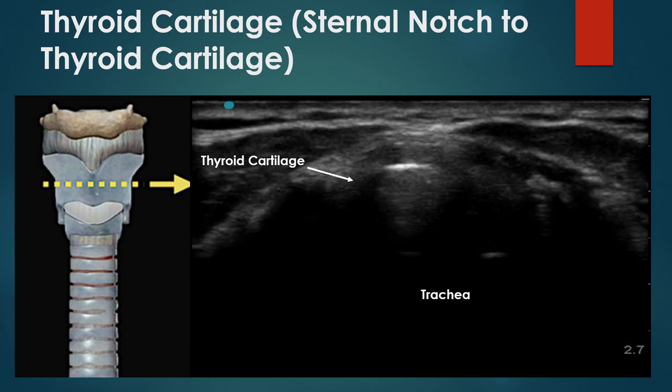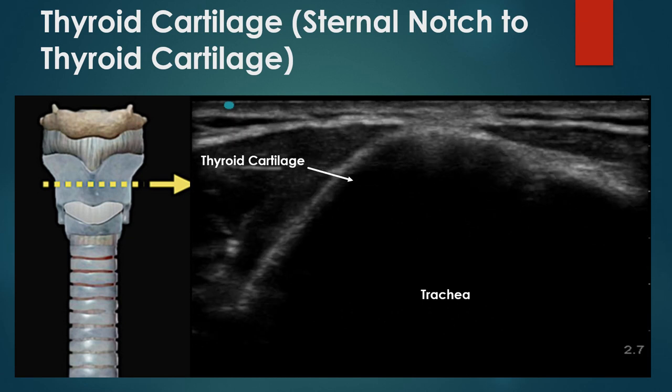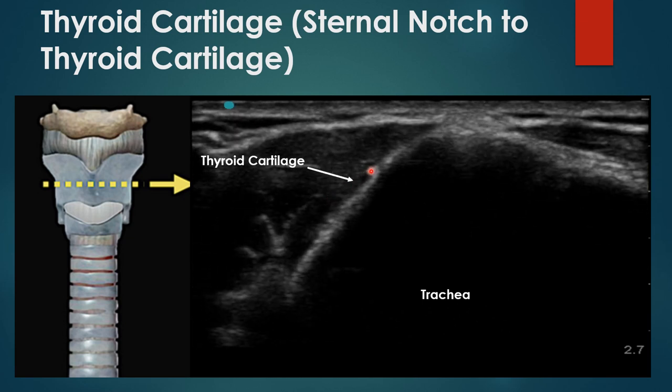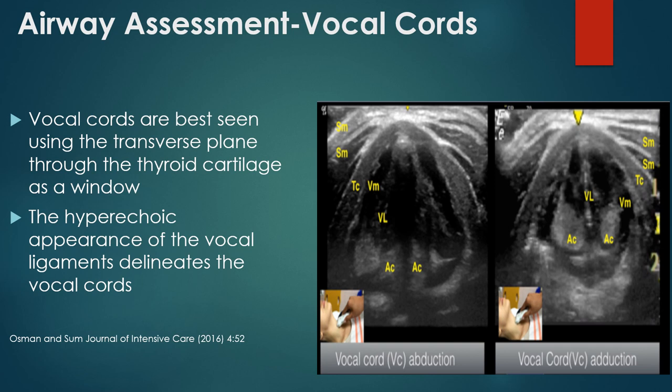Going from the sternal notch to the thyroid cartilage, you can see the thyroid cartilage is a nice big upside down V-shaped structure, and it has a trachea here. And typically when you get to the thyroid cartilage, you're going to start running across the vocal cords. If you're assessing the vocal cords, they are best seen using a transverse plane through the thyroid cartilage as a window. And here is this thyroid cartilage here, designated as TC. As well, you can start to see the cords here, the medial and the lateral cords.